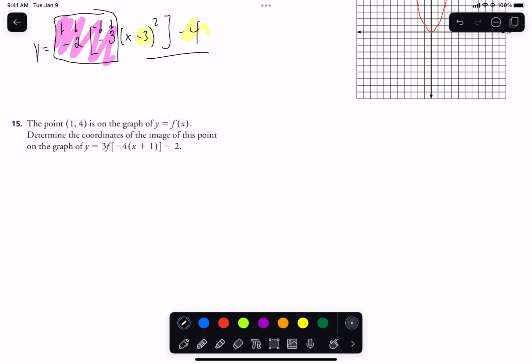Right, so this is number 15 off of your review. Okay, almost there. What we're going to take a look at is the question's asking us to look for where the new point is going to be, given that we have the original function y equals f of x, and we want to know where that new point is going to fall or change to, given the new function at the bottom, y equals 3 times the function of -4 times x plus 1 minus 2.